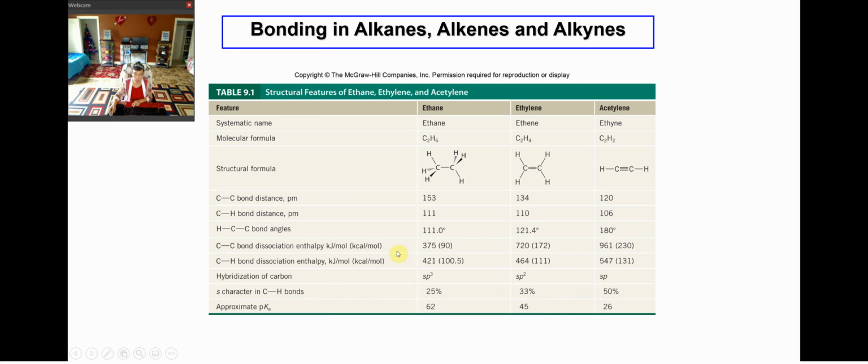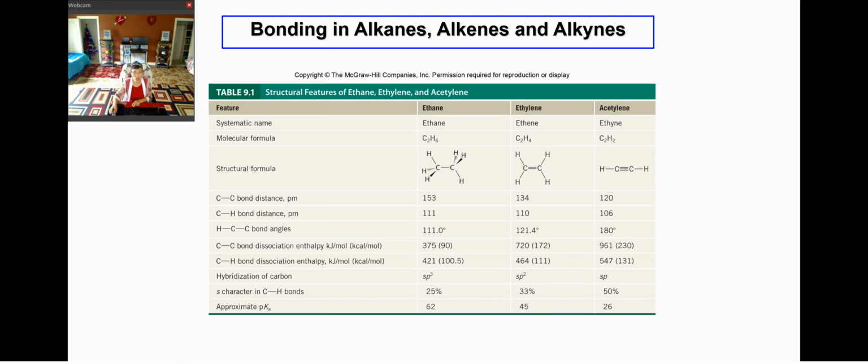For the triple bond, double bond, and single bond, you can find the bond strengths based on the carbon-carbon bond dissociation enthalpy. What you see for the single bond is 390, and for the double bond 720. Be careful here: the double bond strength is not twice the single bond strength, meaning the pi bond is weaker than the sigma bond. Similarly, for the triple bond, you can see this dissociation enthalpy, 960, which is not triple 375. Again, this confirms the pi bond is weaker than the sigma bond.